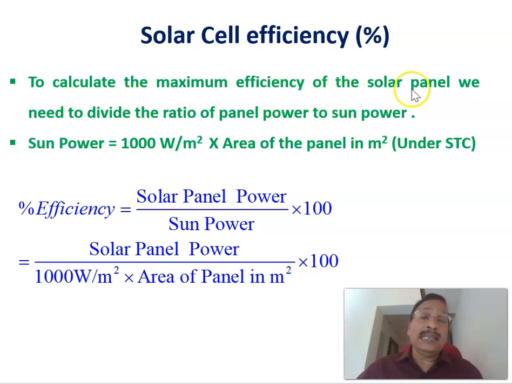And the output is the electrical power output. Therefore, efficiency is always output divided by input. The solar panel power output divided by this sun power, expressed in percentage by multiplying by 100, is the efficiency of the solar panel. Therefore, it is equal to solar panel power divided by 1000 watts per meter square into the area of the panel in meter square, into 100. This is the percentage of efficiency of the solar panel.